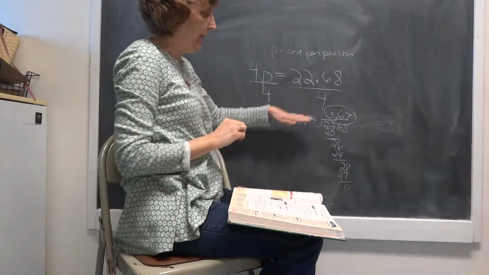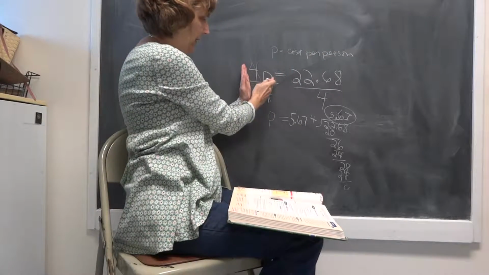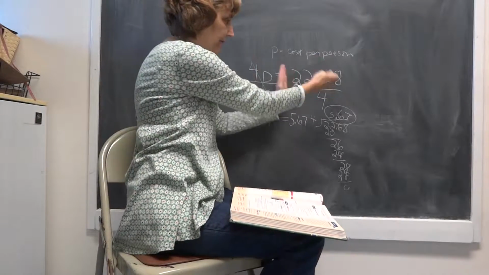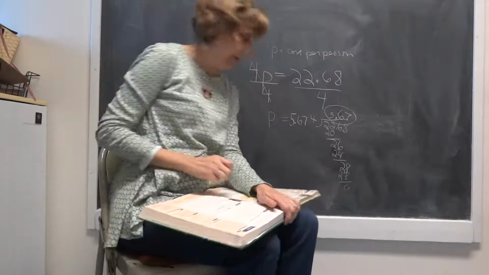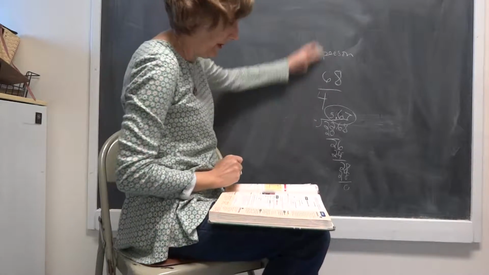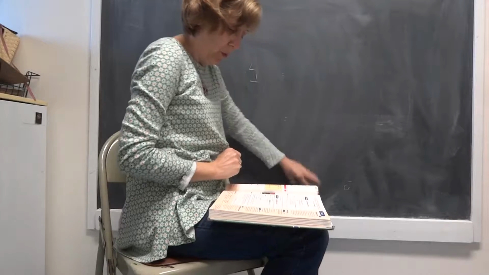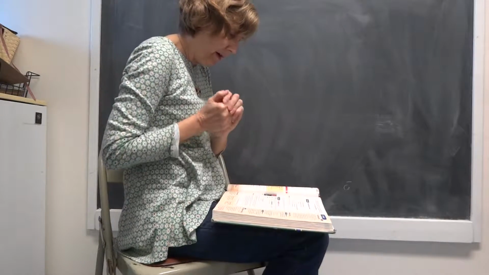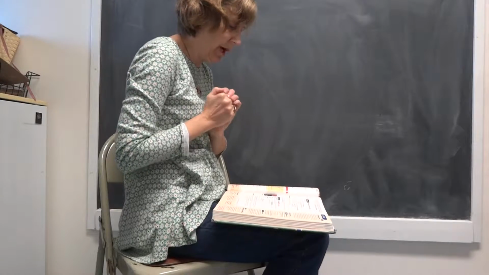And by doing it this way, whatever we did on this side, we had to do on this side. We divided by 4 on this side, we had to divide by 4 on that side. Okay. Now, let's look at example 1 on page 89. Well, let's try the check understandings.